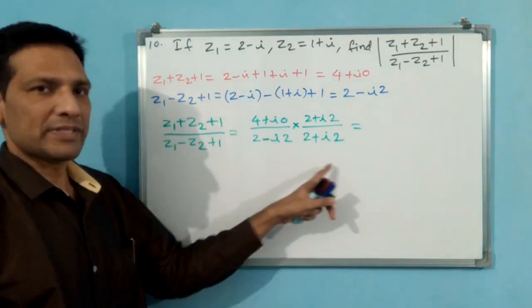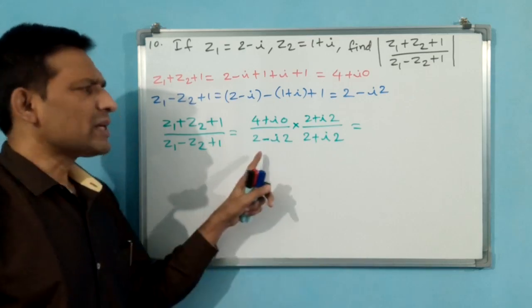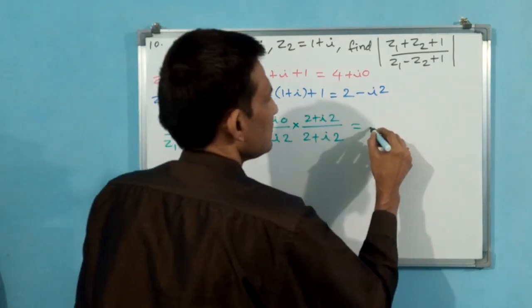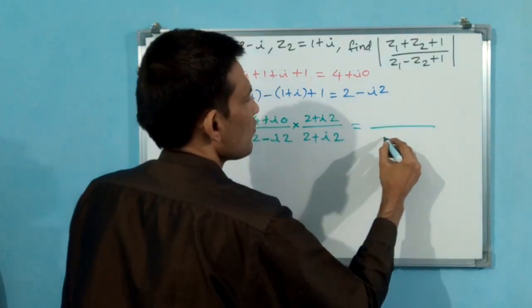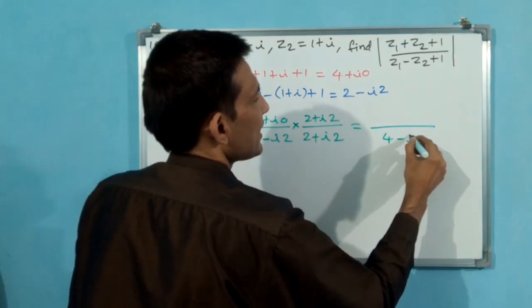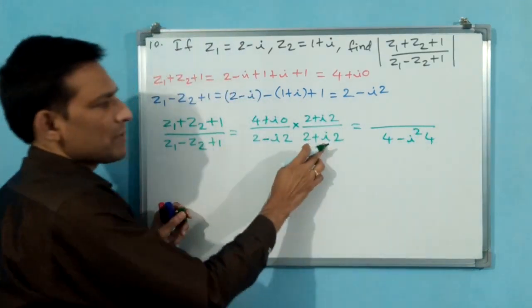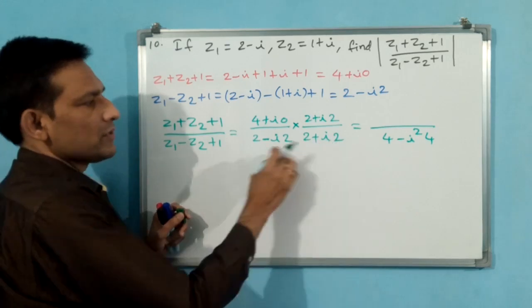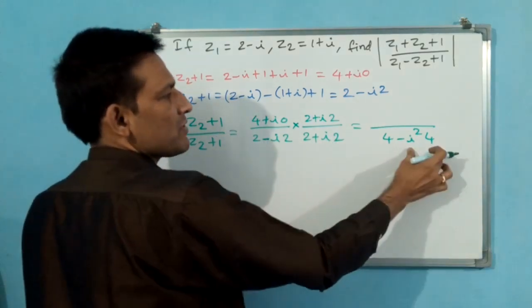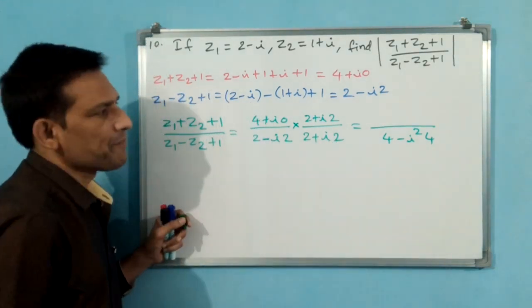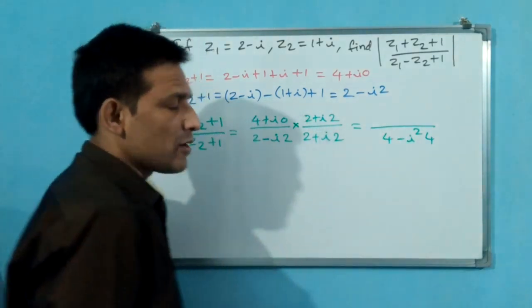2 plus I2 into 2 minus I2. The denominator: 2 square minus I square is going to come. 2 square is 4, minus I square, 4. Why? Because A square minus B square, where A is 2 and B is I2. This is the case of the denominator.